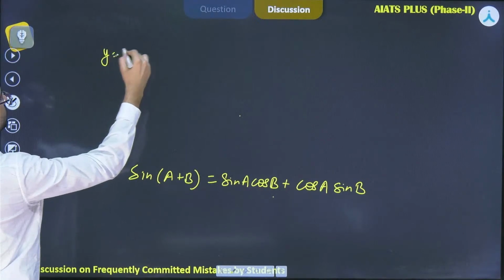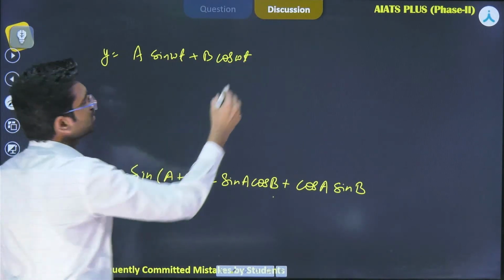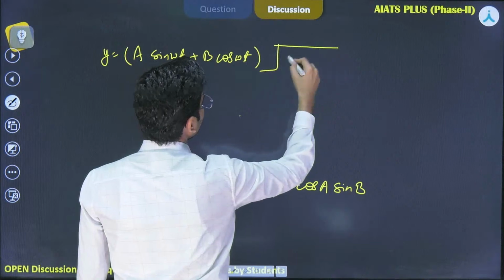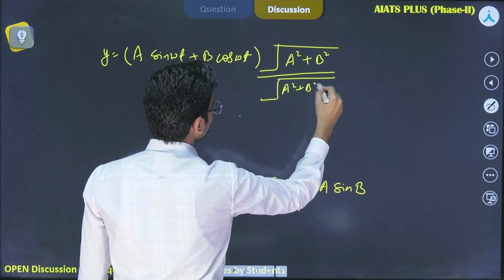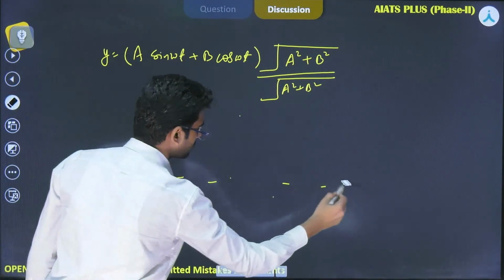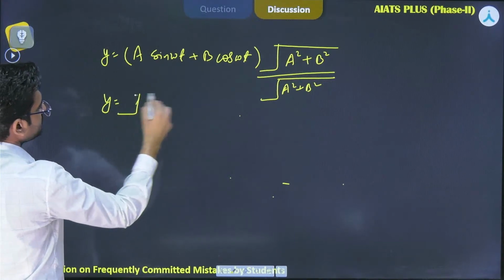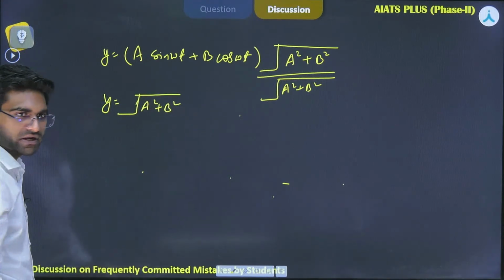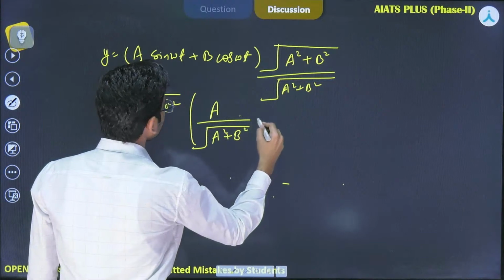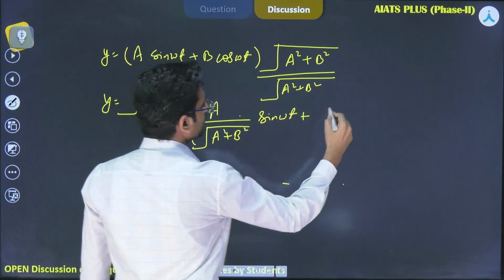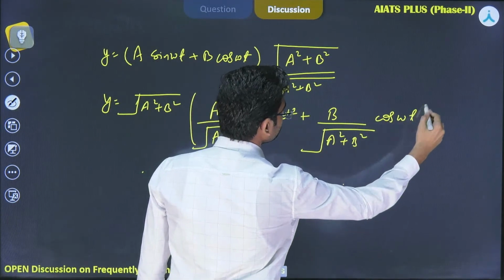Okay, so if this is a sin omega t plus b cos omega t, multiply this with under root of a square plus b square and divide it with under root of a square plus b square. Now, y equal to this under root of a square plus b square will be out of the bracket, and this will be a divided by under root of a square plus b square sin omega t plus b divided by under root of a square plus b square cos omega t. We can write it like that.